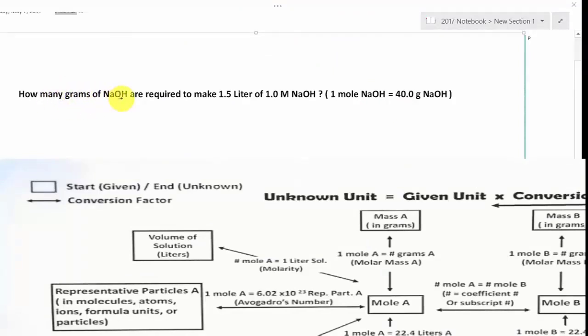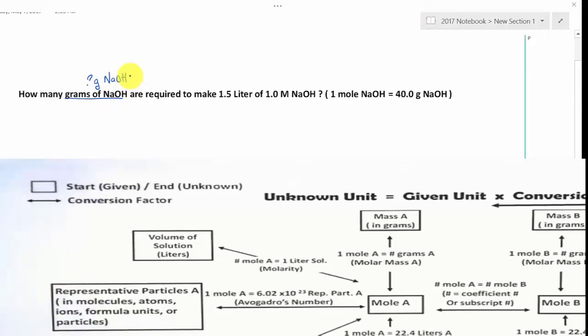How many grams of NaOH are required to make 1.5 liter of 1.0 molarity of NaOH? And the molar mass of NaOH is 1 mole of NaOH equal to 40.0 grams of NaOH. So again, we are asking for how many grams of NaOH. Of course, that would be our unknown. And that would be question mark grams of NaOH. And what are we looking for? Of course, is that one.